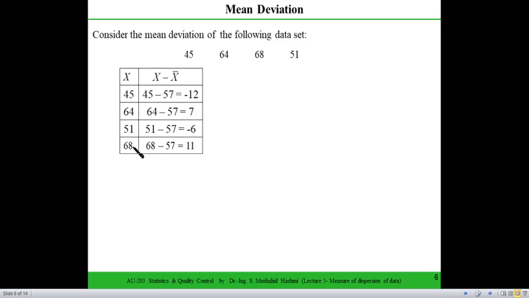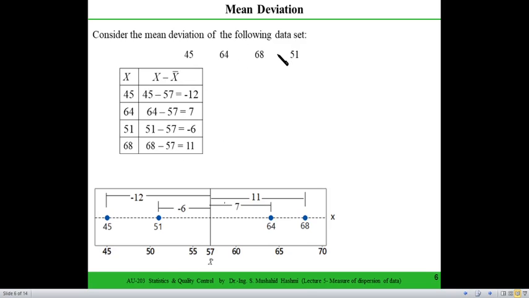So I have just calculated the difference between each individual value and the mean value of the whole data set. If you plot this data set, you get some feeling for it, because 57 is X bar, the mean value of the data. We can see 51 is a number which is 6 units behind this mean value, and 45 is 12 units behind this mean value. And 68 is 11 units ahead of, or greater than, the number 57.